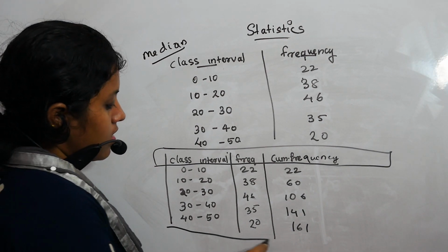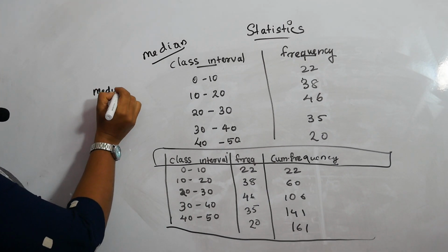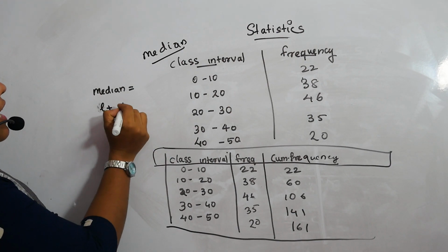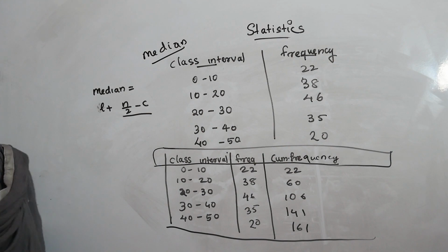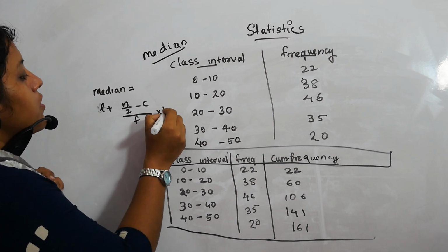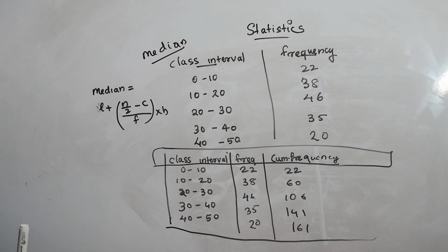Now what is the formula? Median is equal to L plus (n by 2 minus C) by F into H. So this is my formula. So what is L? Lower limit of the median class.